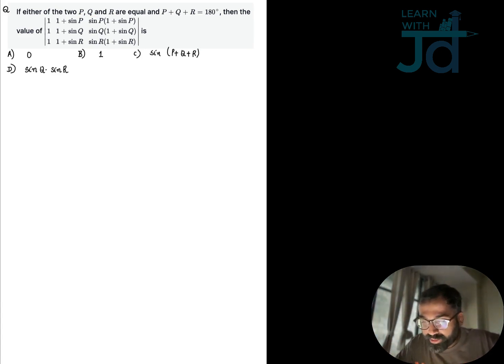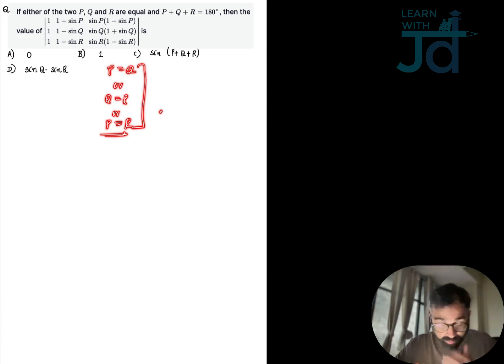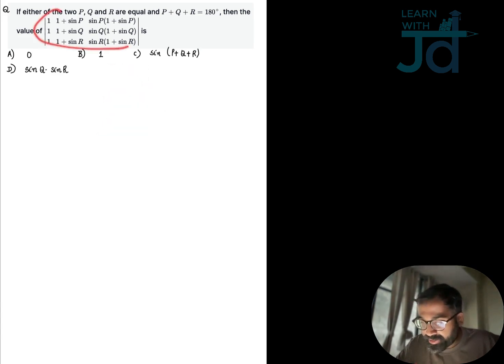Or they've told that either two of these are equal. That is either P is equal to Q or Q is equal to R or P is equal to R. Any of these three cases can be valid, not at the same time, sorry. Any of these can be valid. From this determinant, you will first have to simplify the determinant so that it looks better.